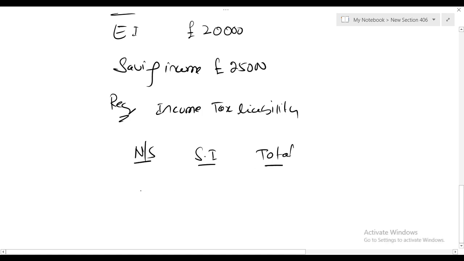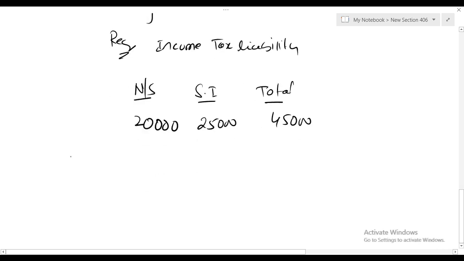Employment income is a non-saving income. I'm just writing 20,000. Saving income is given to us, which is 25,000. So the total is 45,000. First, you have to deduct the personal allowance from non-saving income. 12570.